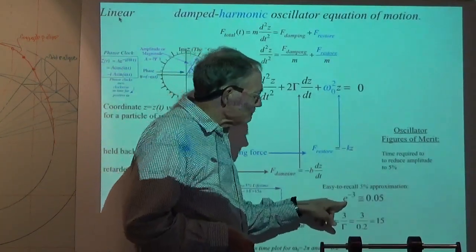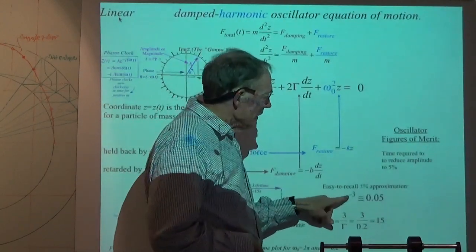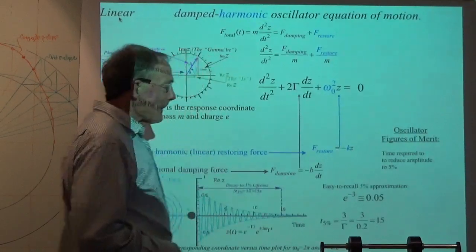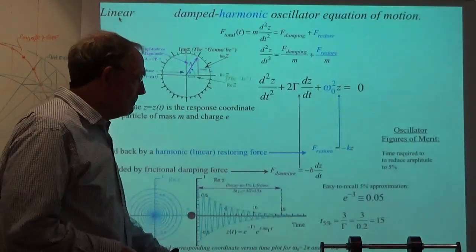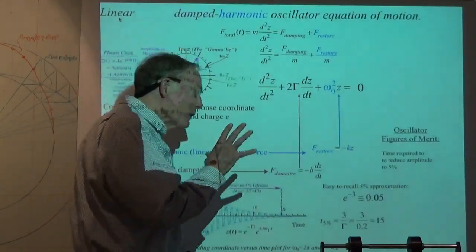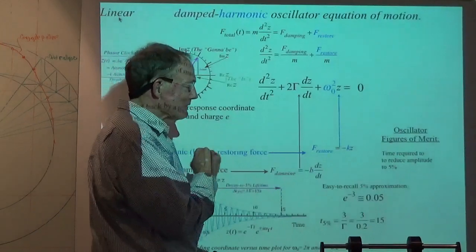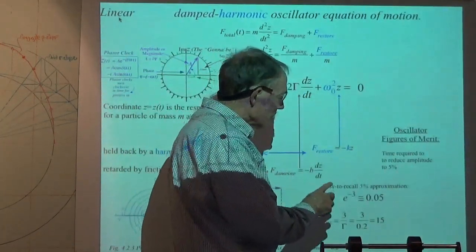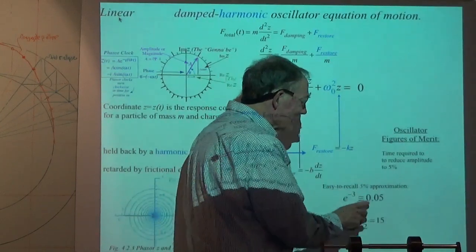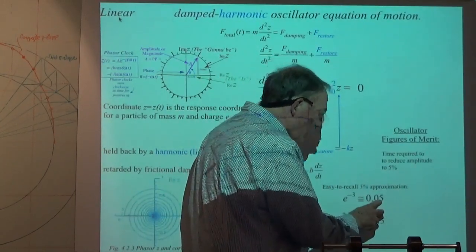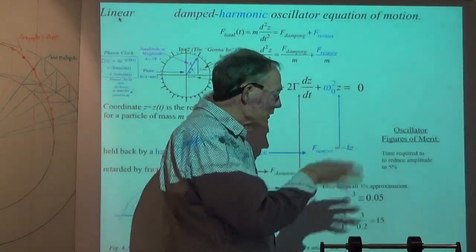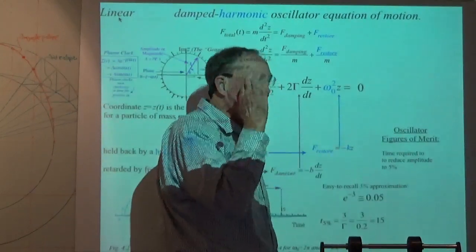This is what you should remember: e to the minus 3 is 5%. That's the little thing. Now, if you want to be really precise about this imprecision that we're getting from the damping, you can go e to the minus pi. And e to the minus pi is really interesting. It's 0.04321. So if you want to carry this out to 5 figures, that's something even I can remember.